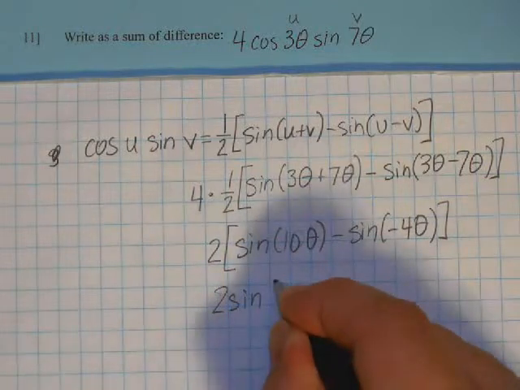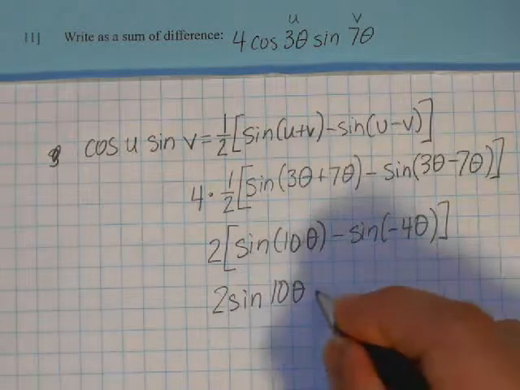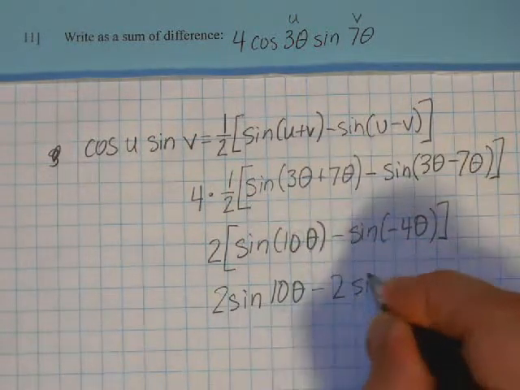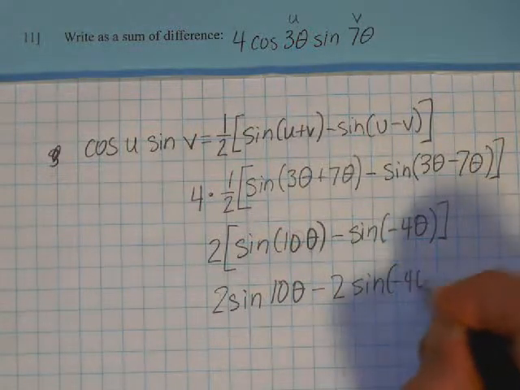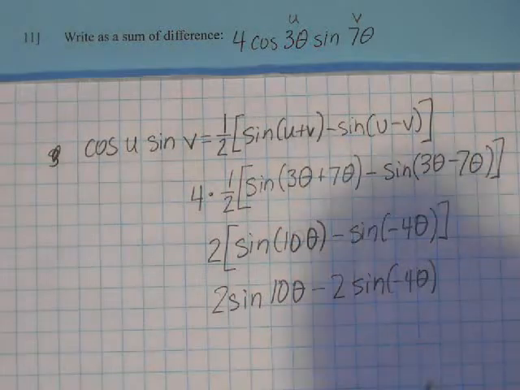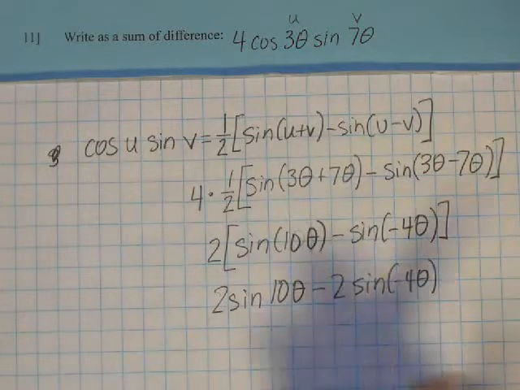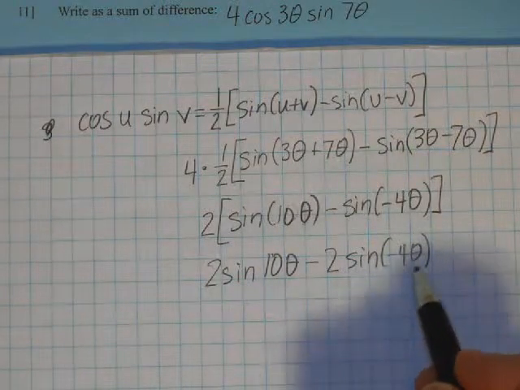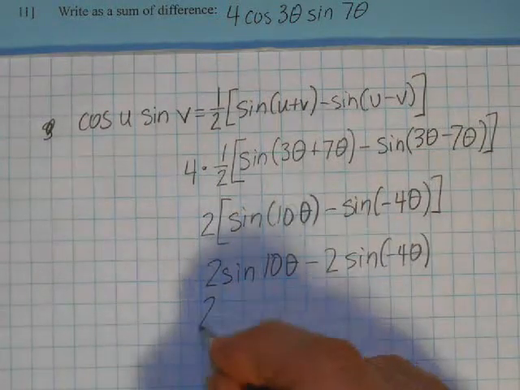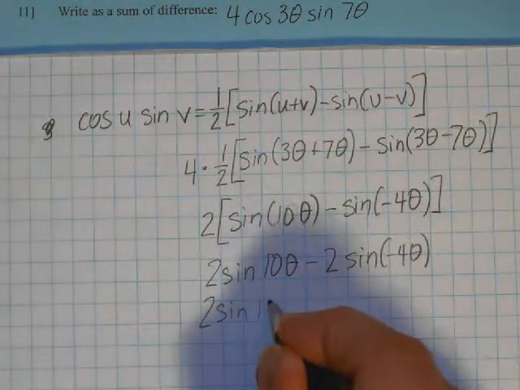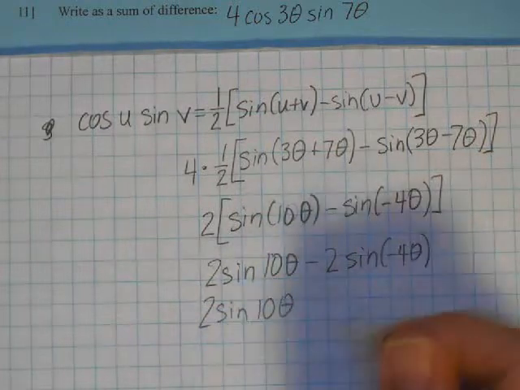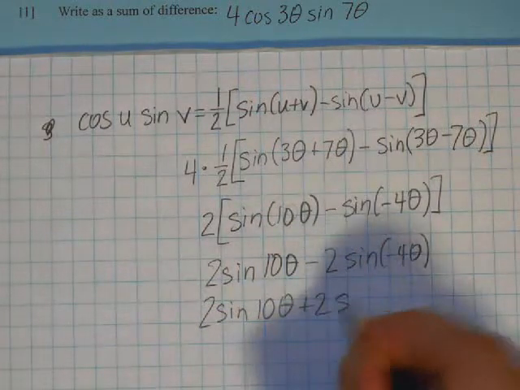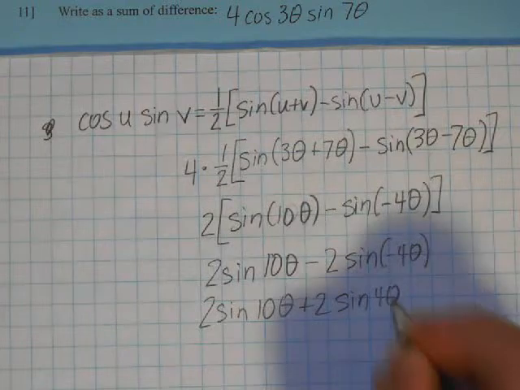Now, if you wrote this as your answer, I would accept this. Some of you didn't distribute the 2. This would have gotten you full credit for this problem. But since I know that sine is an odd function, I could rewrite this as 2 sine of 10 theta plus 2 sine of 4 theta.